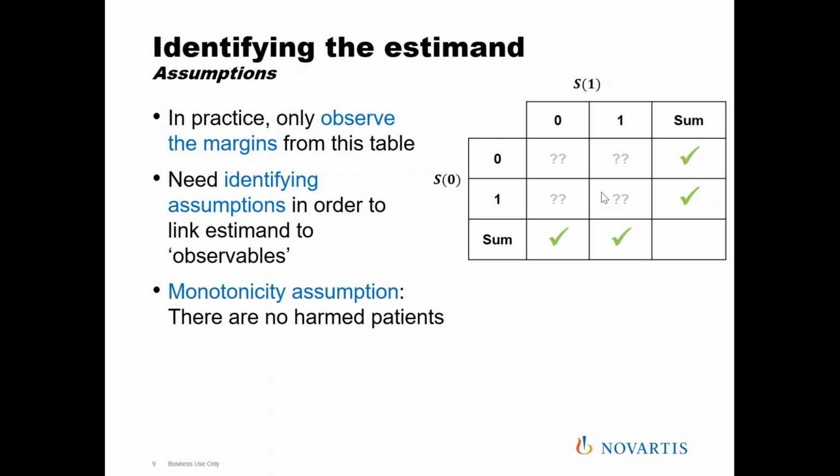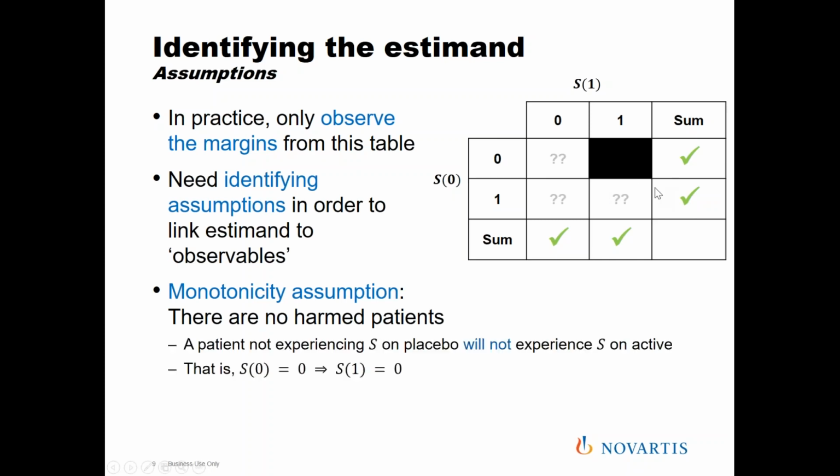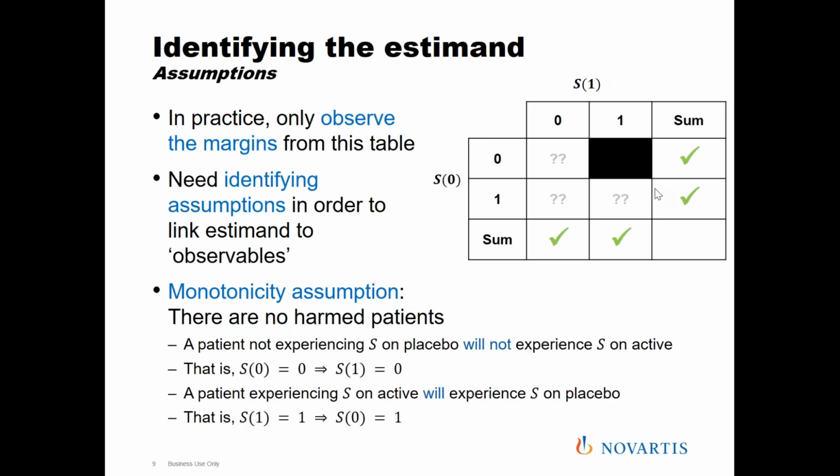One common assumption in principal stratum analysis is called monotonicity, which essentially blacks out the harmed stratum. What this means is that a patient that does not experience the symptoms on placebo will also not experience them if on active. So S of 0 equals 0 means S of 1 must necessarily also equal 0. And conversely, a patient that does experience S on active will also experience them on placebo. That's an equivalent statement. Now, I note that this is a substantive assumption. It's not a statistical one, so it needs strong clinical rationale because we can't really test it.